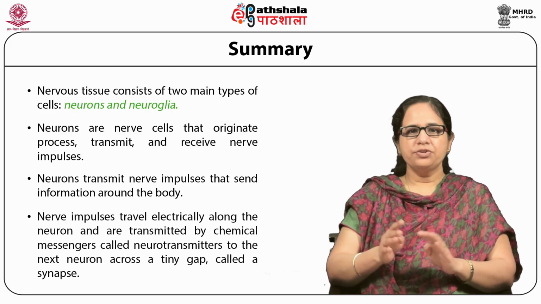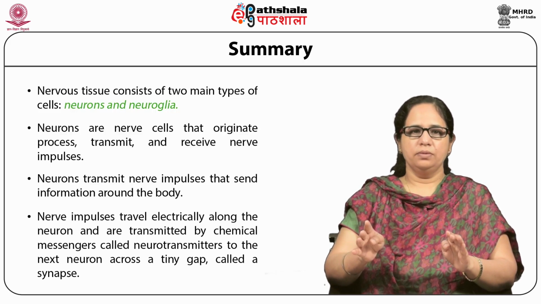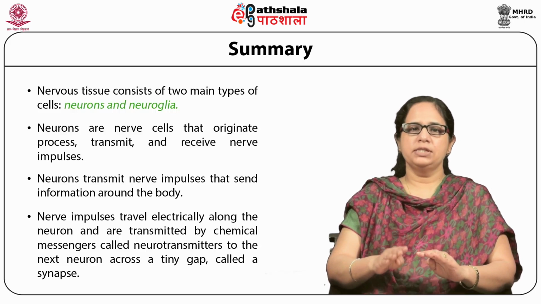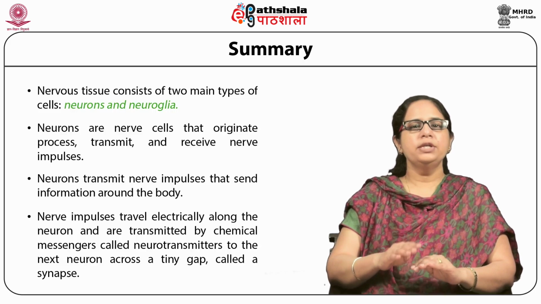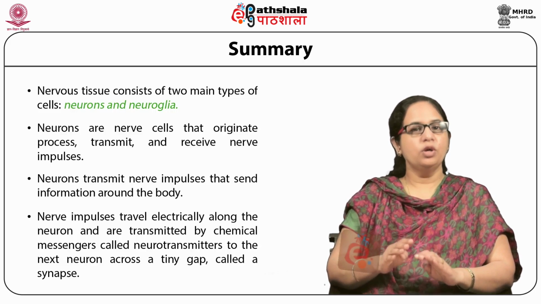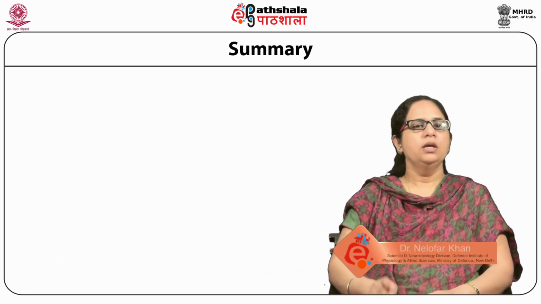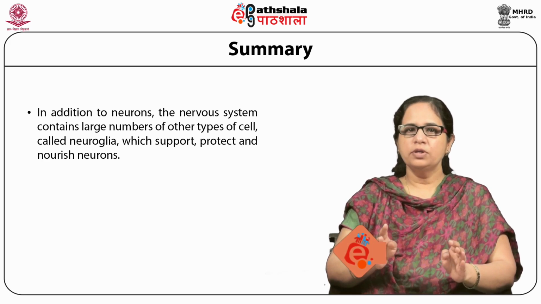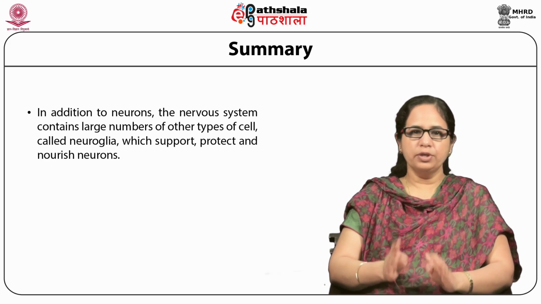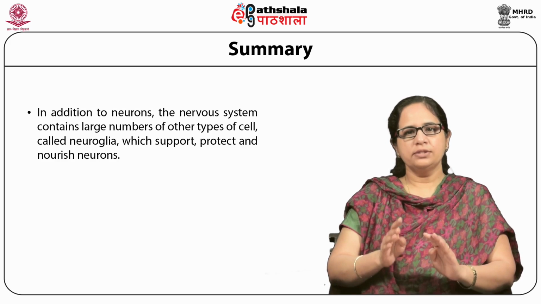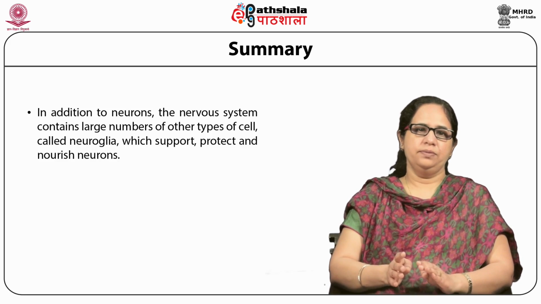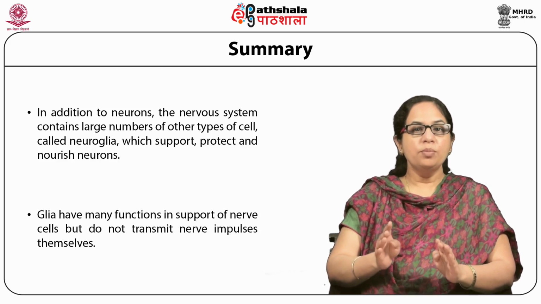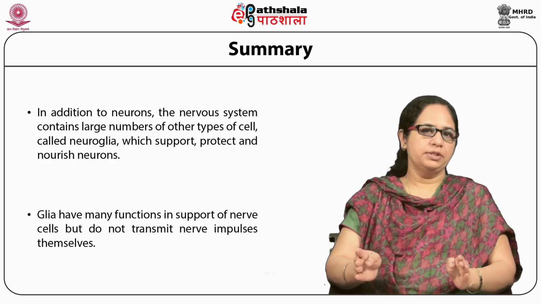Nerve impulses travel electrically along the nerve or neuronal membrane and are transmitted by chemical messengers, called neurotransmitters, to the next neuron across a tiny gap called a synapse. In addition to neurons, the nervous system contains a large number of other cell types. These are called neuroglia, and these neuroglia support, protect and nourish neurons. And glia have many functions in support of nerve cells, but they do not transmit nerve impulses by themselves.